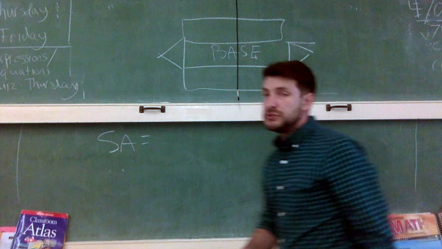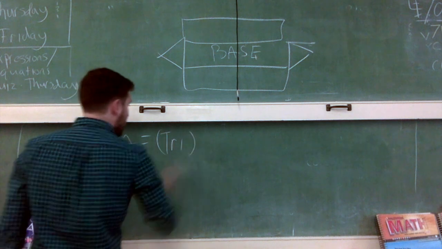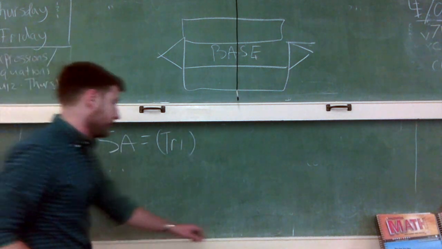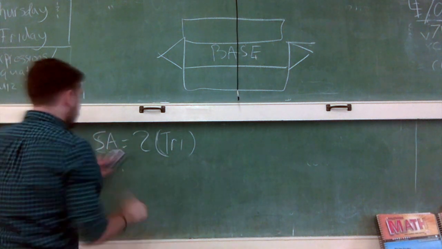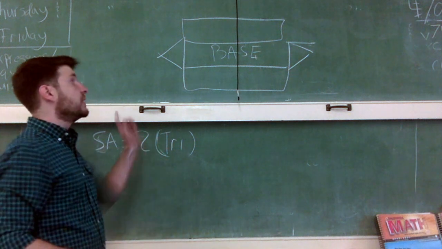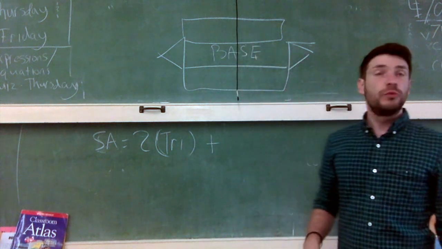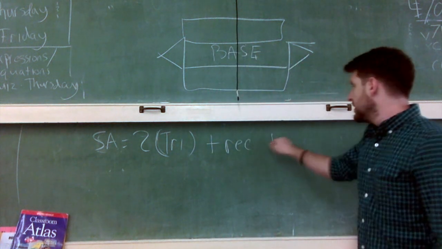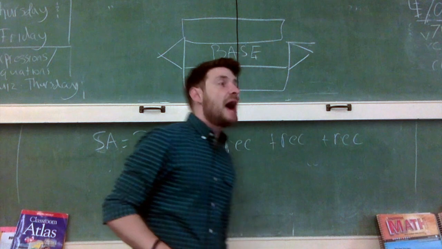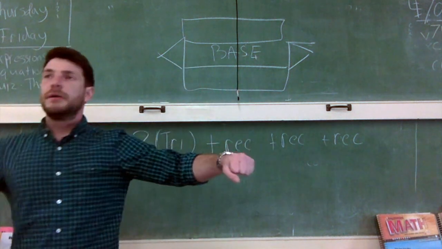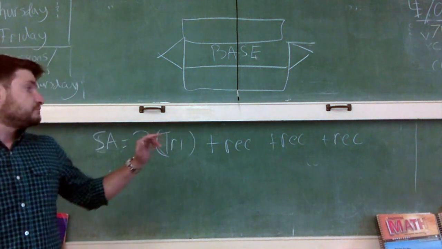Now, we have 2 triangles. So we have a triangle right here. But keep in mind, we have 2 of them. I'm going to do it like this. We need to take the area of our triangle and multiply it times 2 because we have 2 of them. Then we need to add the area of each rectangle. So add one rectangle, add another rectangle, and add another rectangle. Now, all three rectangles happen to be the same size. So, that's good for us. But, we're going to keep it simple.